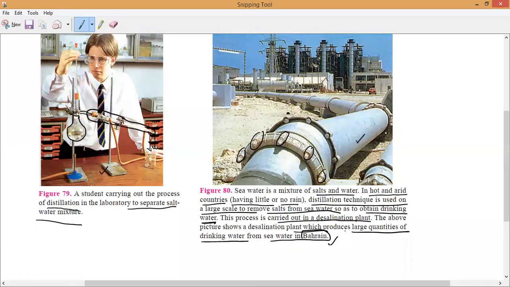Do you all understand? Please respond, guys. Yes, sir. So that is what you have to remember. This is what desalination plants are.